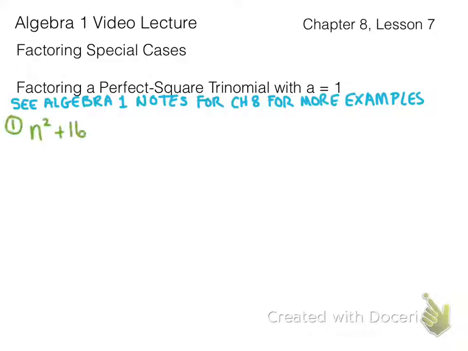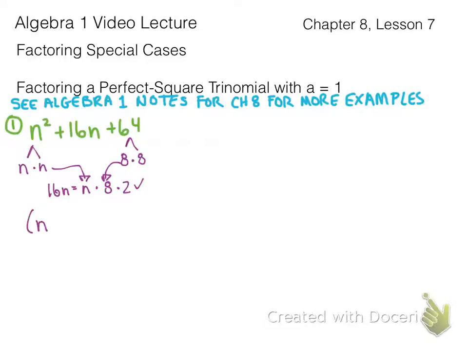All right? So number 1, we have n squared plus 16n plus 64. n squared, perfect square. 64, perfect square. Now, is 16n one of the n's times 8 times 2? Well, let's see. It does, because 2 times 8 is 16 times n is 16n, which means this is a perfect square, which means the answer is just the n from the first term and the 8 from the second term, squared. There you go. And again, you can check with foiling.